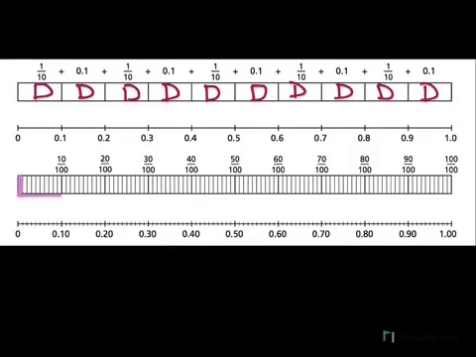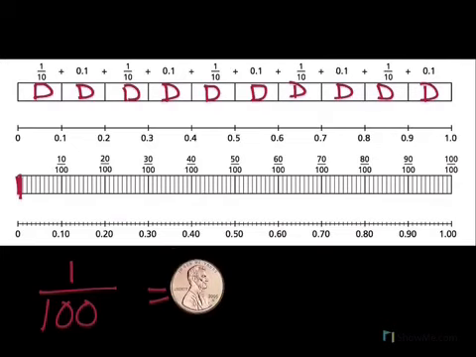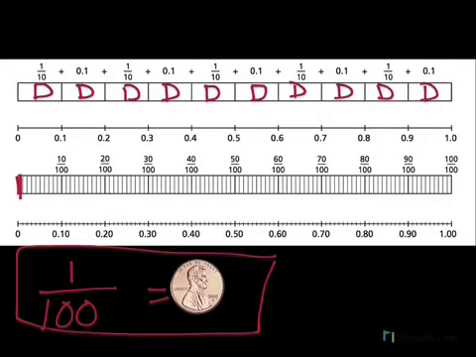Just like how 1/10 is a dime, we can look at our hundredths bar and we could say each hundredth is equal to 1 penny. So 1/100th would equal 1 penny. Because we know 100 pennies equals 1 whole dollar.